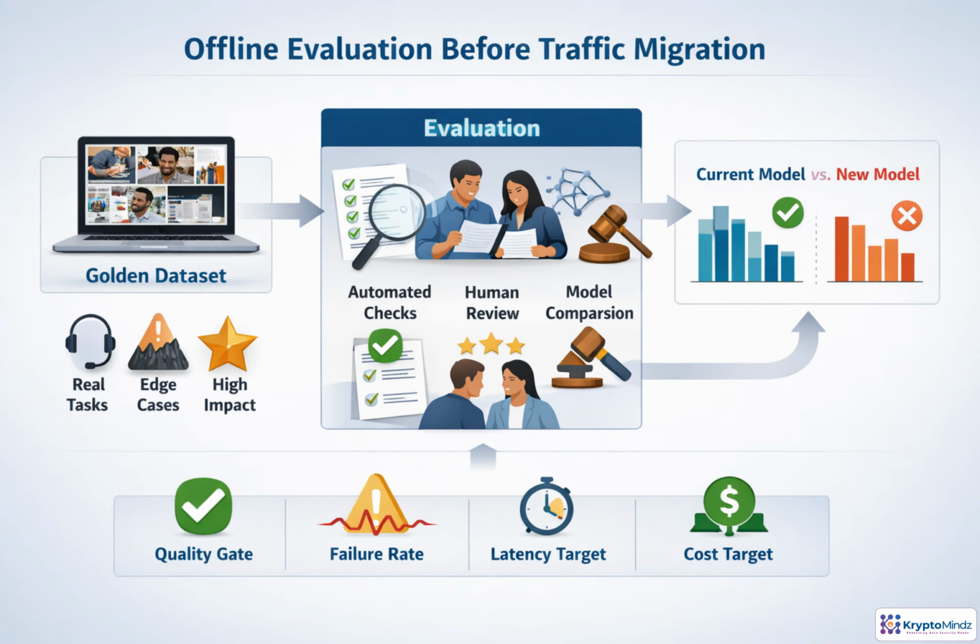Before moving live traffic to a smaller or self-hosted model, prove it offline. Build a golden dataset from real production requests, hard edge cases, and customer journeys where mistakes matter. Generate candidate outputs, then score them with deterministic checks, judge models, and human review for nuance. Compare against your current production model, not a generic benchmark. Finally, set explicit migration gates: minimum quality, maximum critical failure rate, acceptable latency, and real cost savings. If the candidate fails any gate, keep traffic where it is.